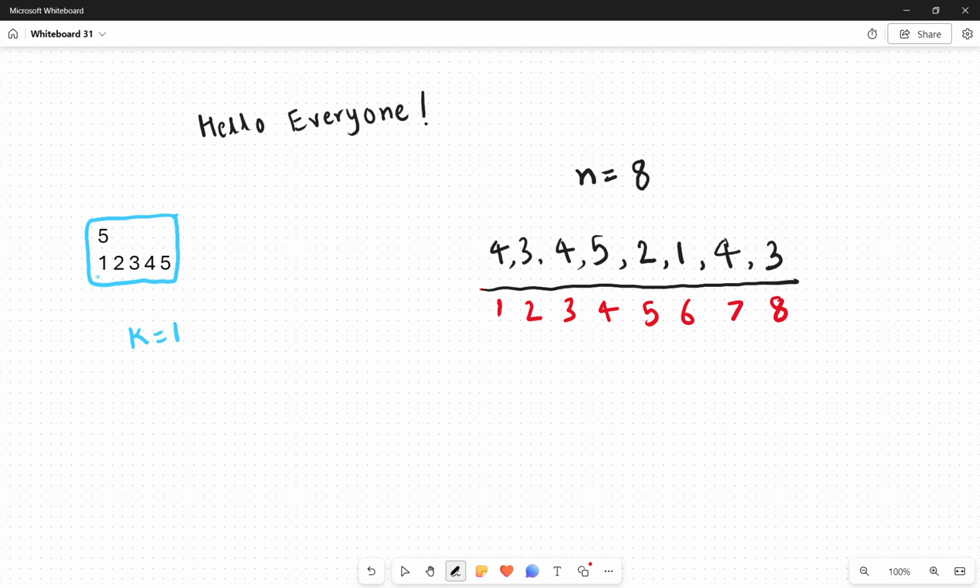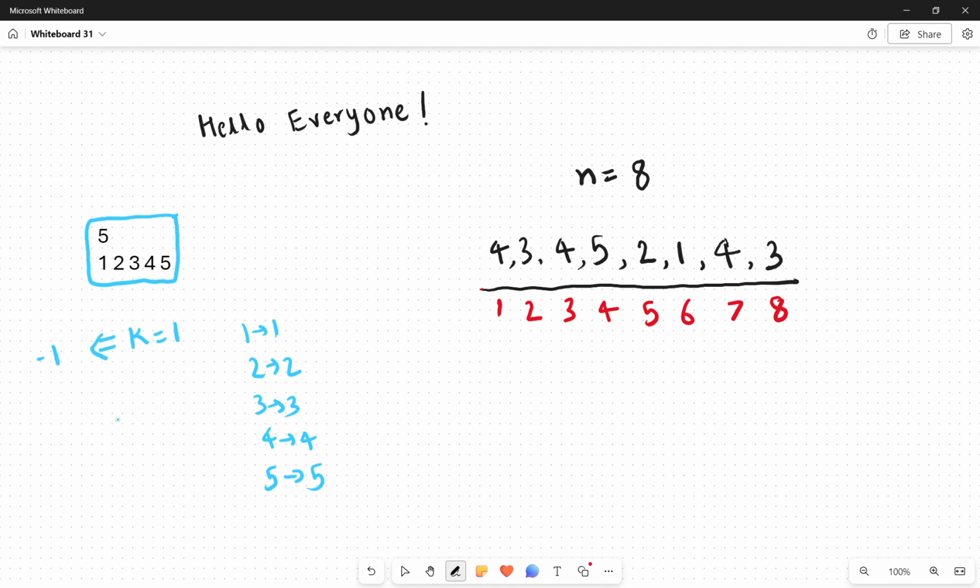what I can notice is that for k equal to 1, subsegments are indexed from 1 to 1, 2 to 2, 3 to 3, 4 to 4, and then 5 to 5. So there is not any number that is occurring in all of these subsegments, right? So for k equal to 1, our answer is going to be -1.